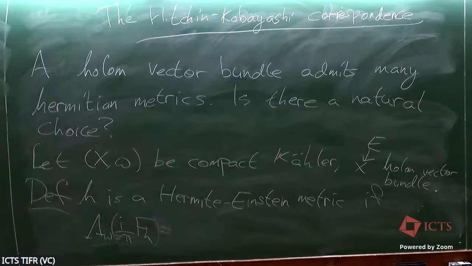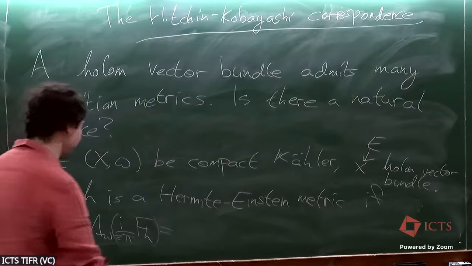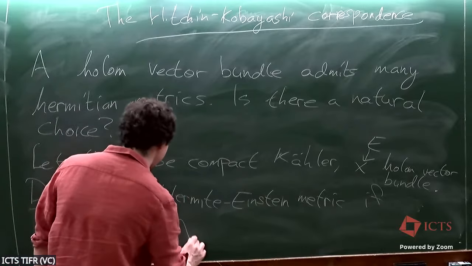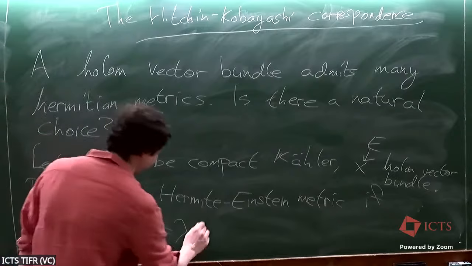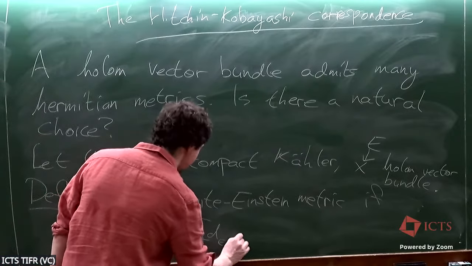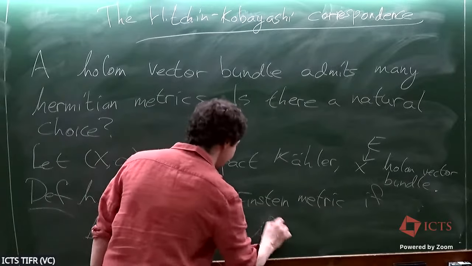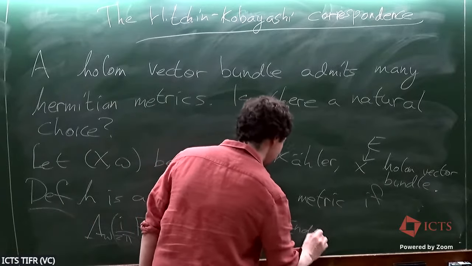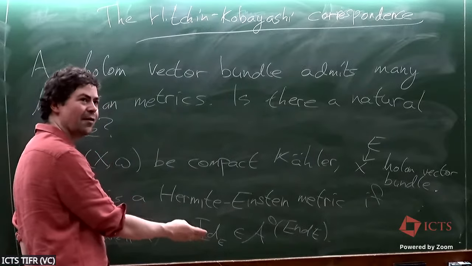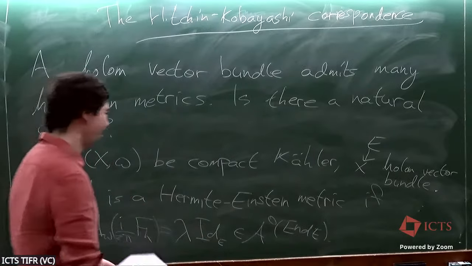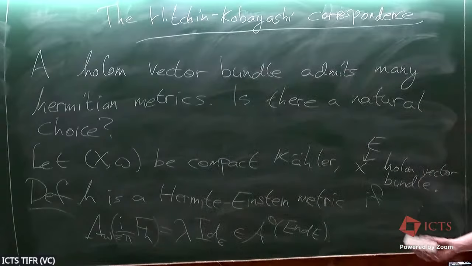End E has a natural section, which is just the identity section. And so I can ask that, up to scaling by a constant, this is just the identity section of End E. So these are sections of End E. I guess some people would write identity on E here, but one of my collaborators told me that you should never do so, because it's only End E that has an identity section.